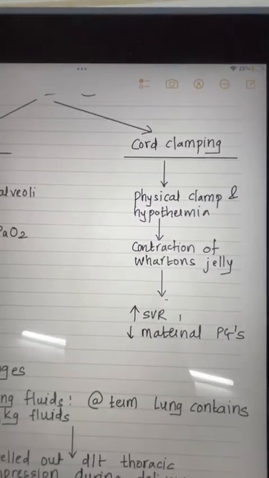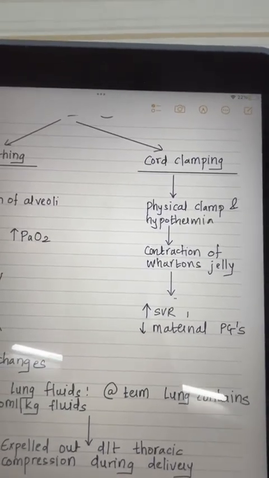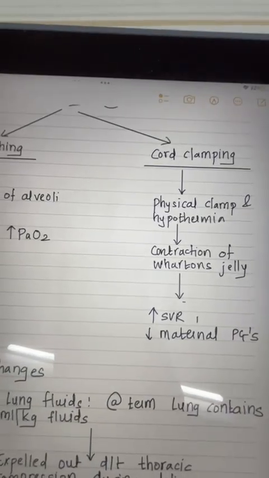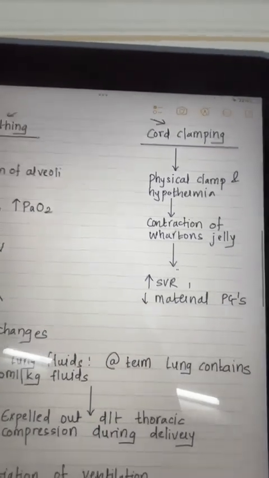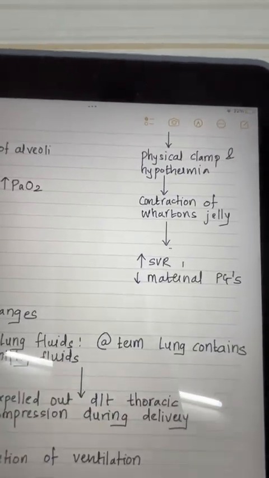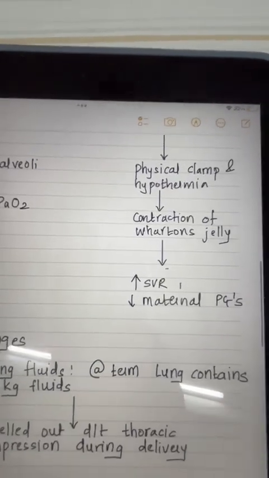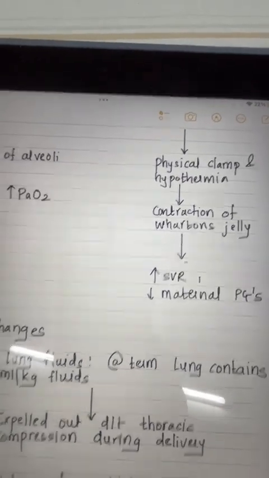And cord clamping, because it is a physical clamp, and there is hypothermia as well. Both will lead to contraction of Wharton's jelly. This will lead to an increase in systemic vascular resistance and a decrease in maternal prostaglandins.